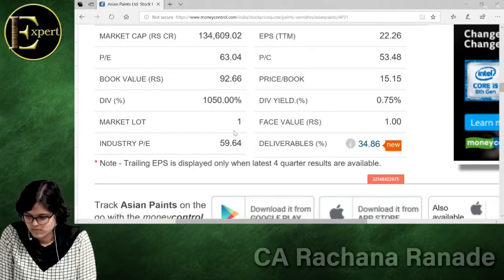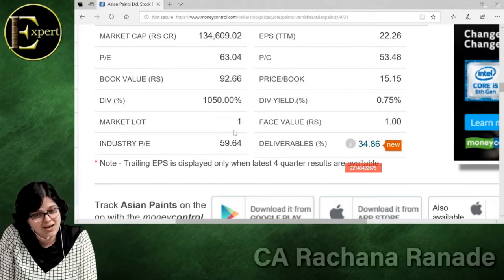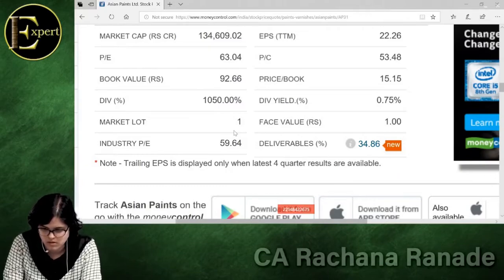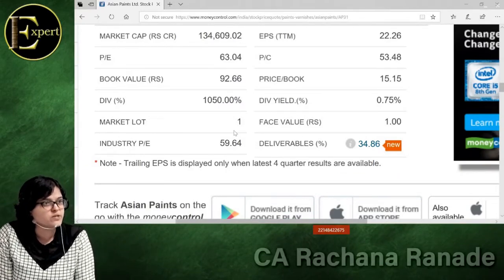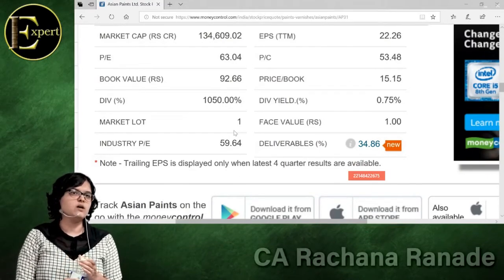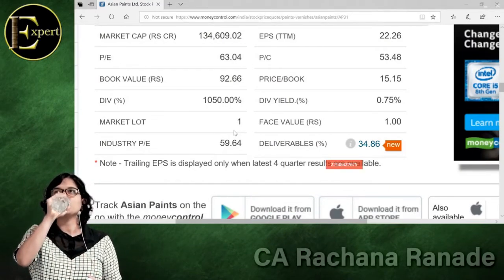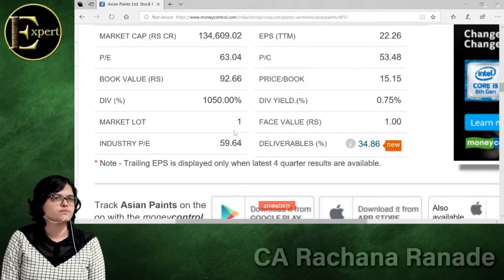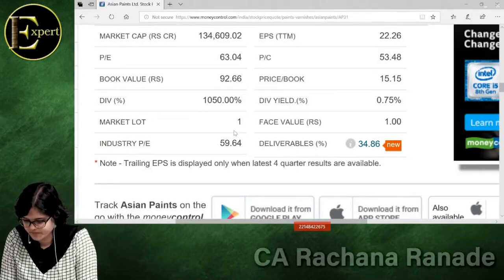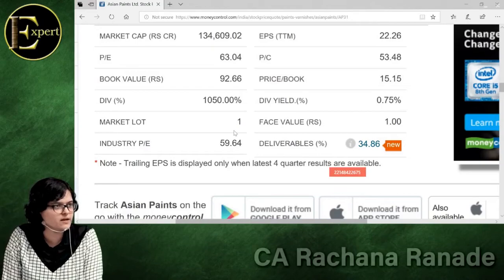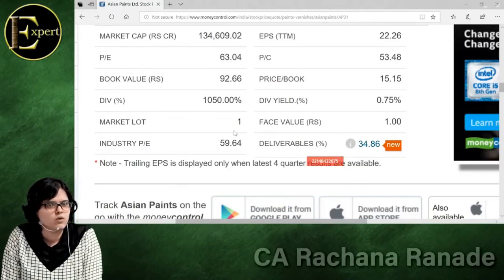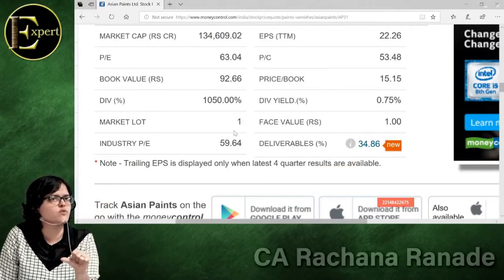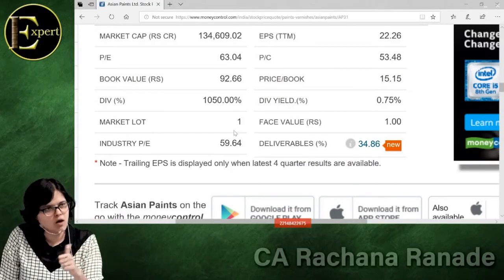Full stop. If all other ratios are showing a negative picture, comma, it means that, what does it mean? Tell me. It means that company is deserving a good valuation or company is not deserving a good valuation. Company is not deserving a good valuation.